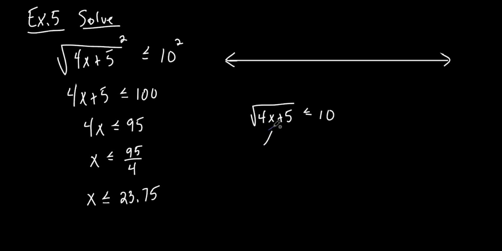So the stuff under the square root must be what? Say it again. Positive. It's got to be positive, okay? So 4x plus 5 has to be positive. It's got to be, or it could be 0, greater than or equal to 0. Now that's a key step that a lot of people will forget.